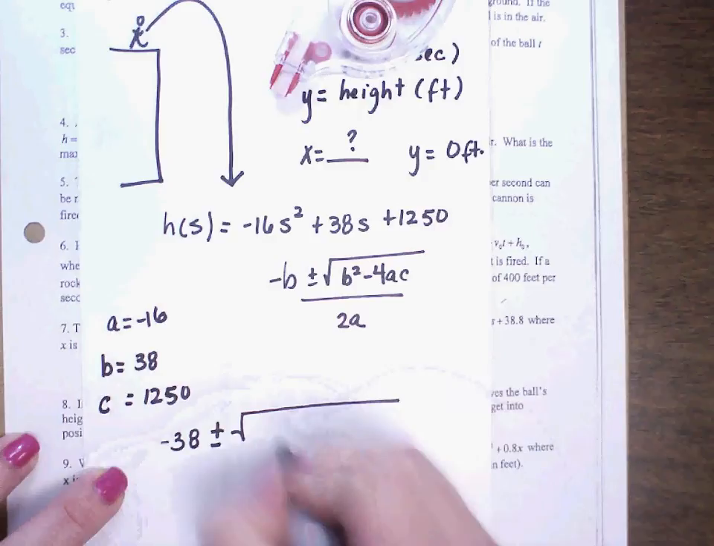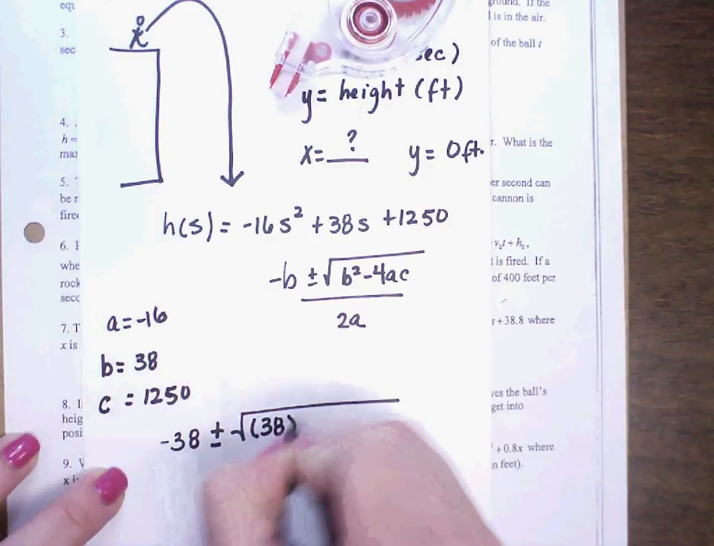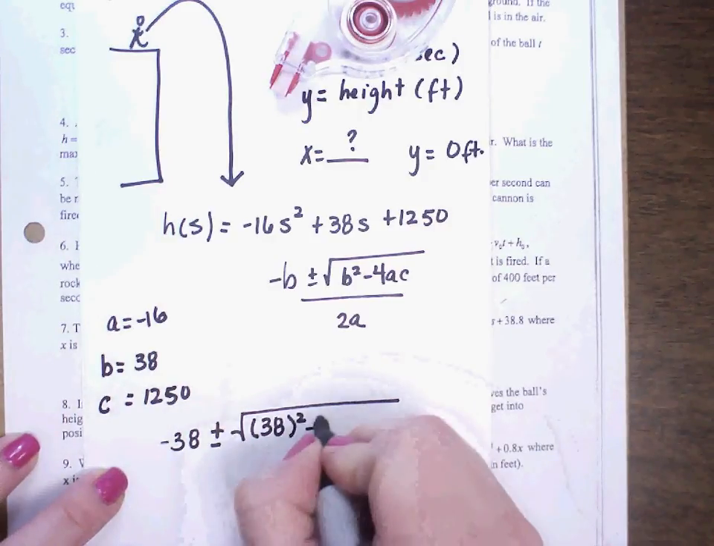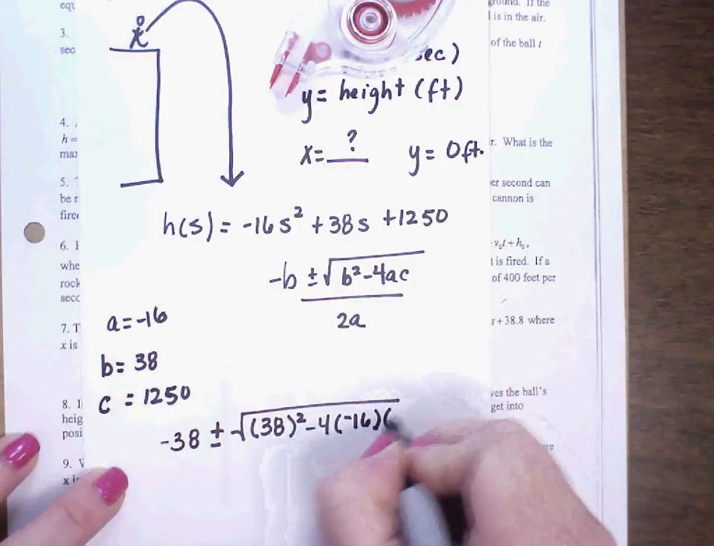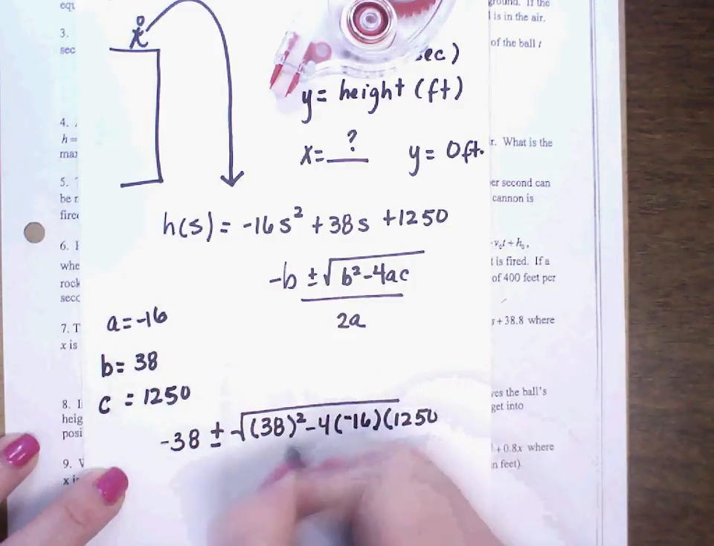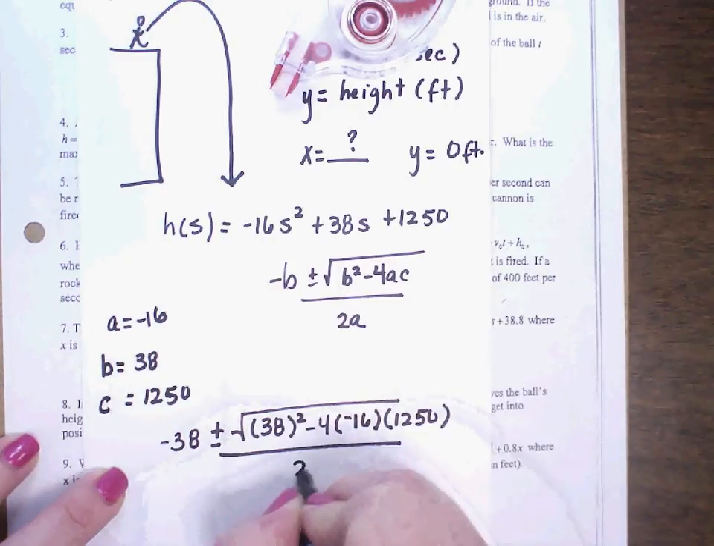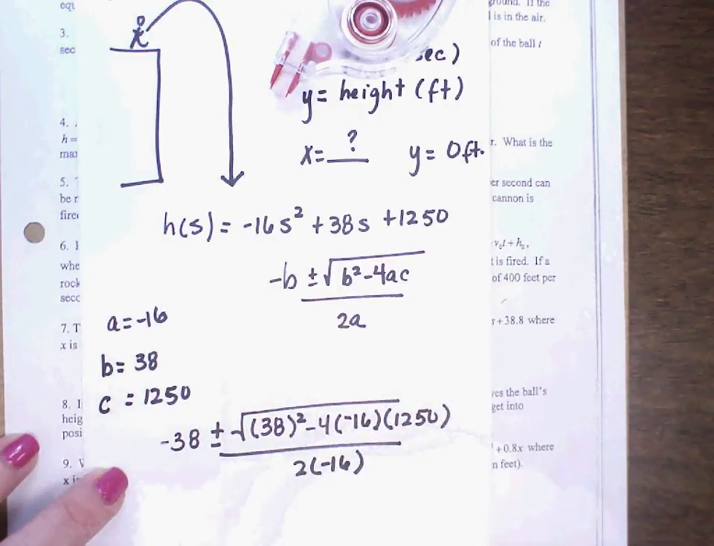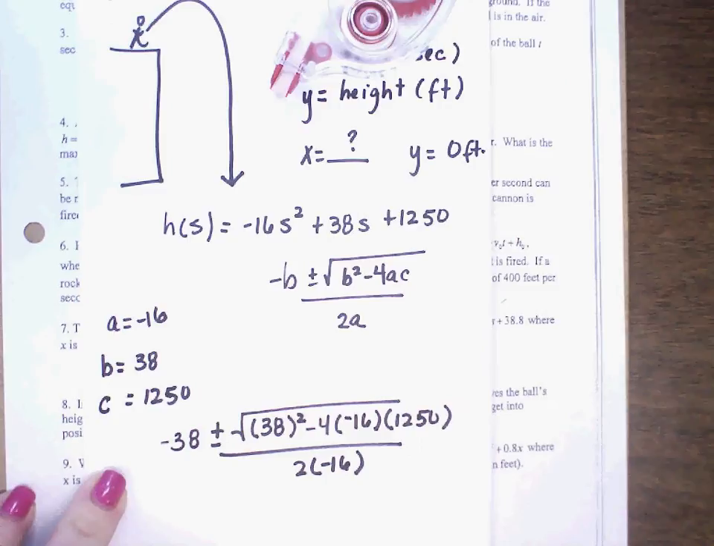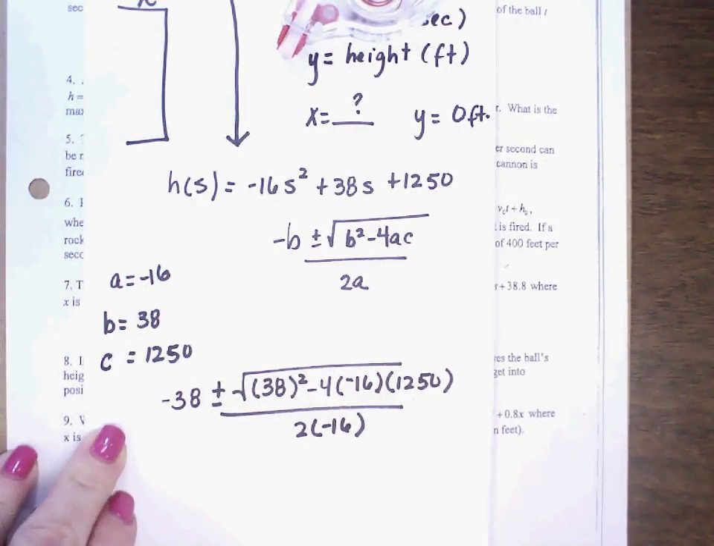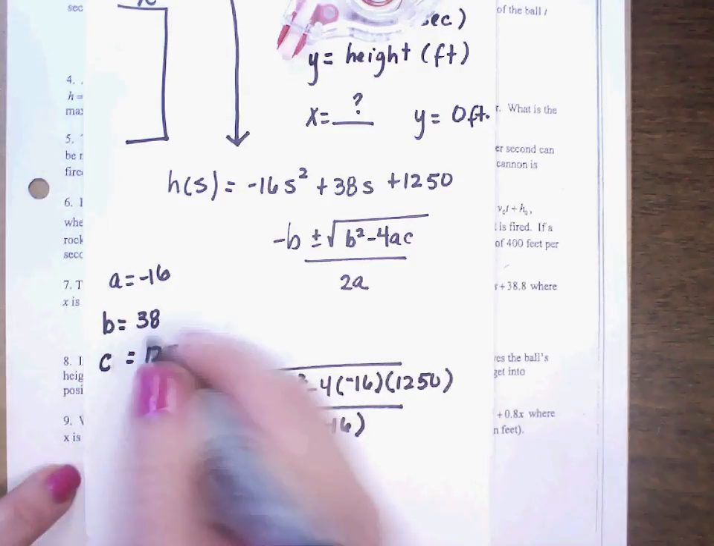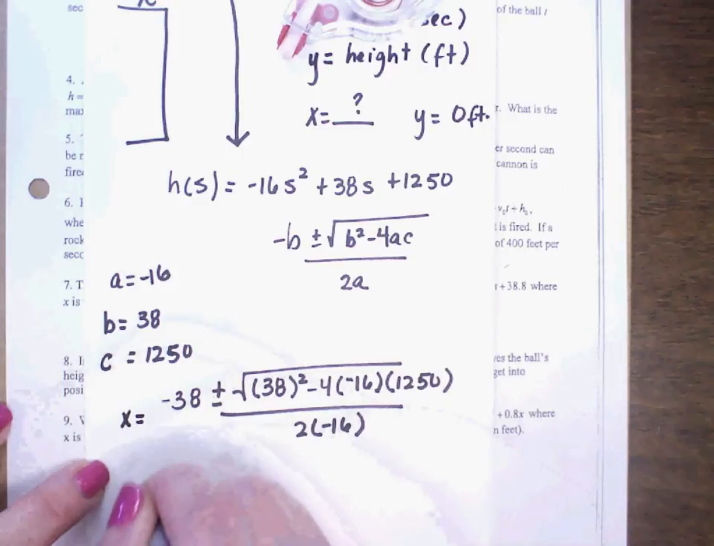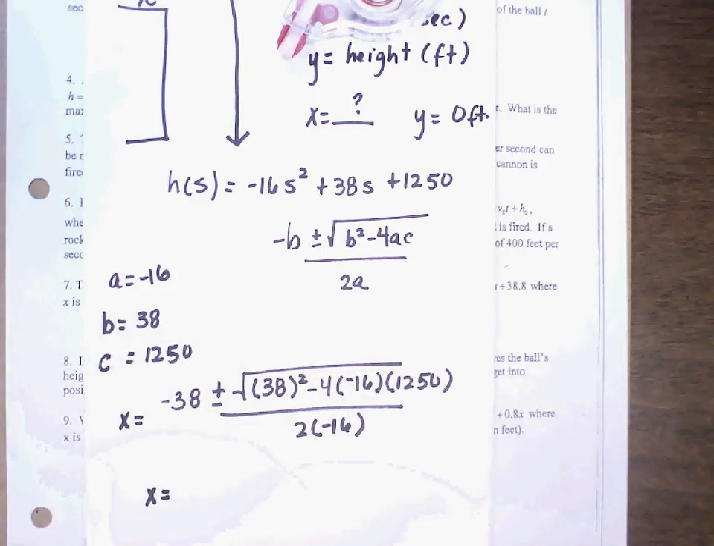All right, so minus 38 plus or minus 38 squared minus 4 times A, which is negative 16, times C, which is 1250. All of that divided by 2 times negative 16. All right, and then after that, the calculator takes over, right?